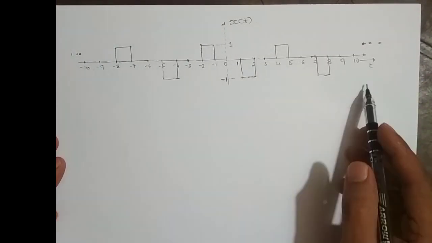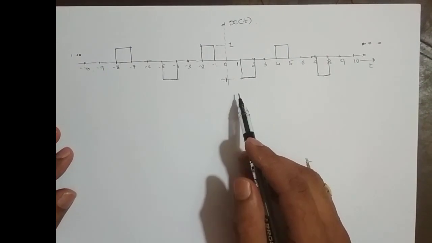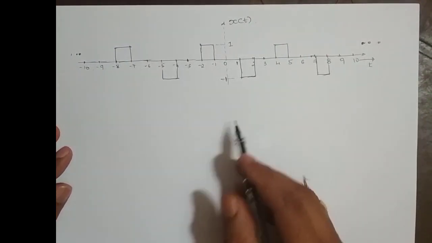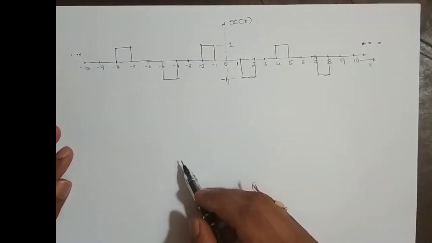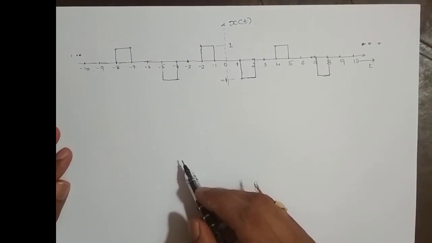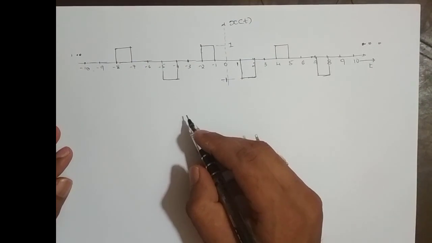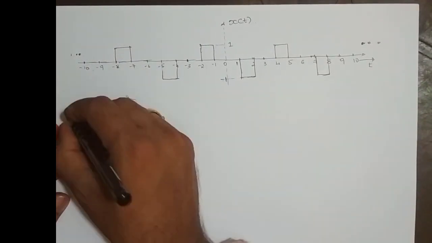There is a continuous time signal and it's periodic, and it's our job to find its fundamental period. We will do that, and I need to find its continuous time Fourier series, and I need to plot its magnitude and phase spectrum. Okay. Now solution.